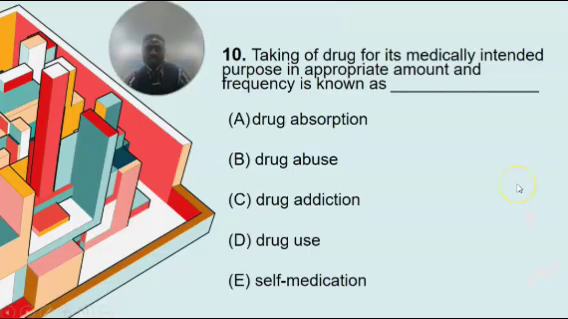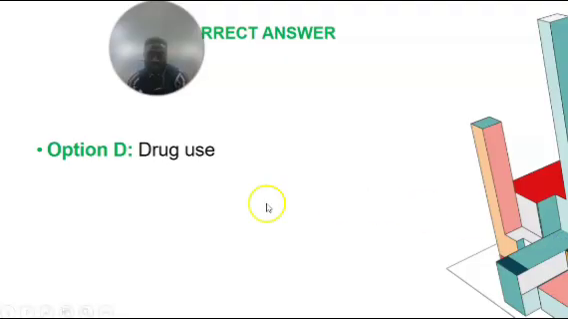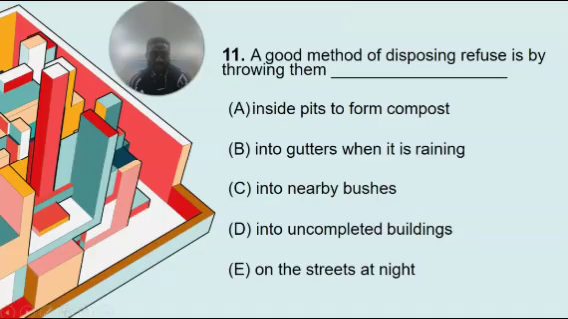Question 10 says, taking of a drug for its medically intended purpose or use, in appropriate amount and frequency, is known as dash. Option A says drug absorption, B, drug abuse, C, drug addiction, D, drug use, then E, we have self-medication. So what is the correct answer? The answer is D, drug use. Other options are incorrect. Okay, so that's the correct answer.